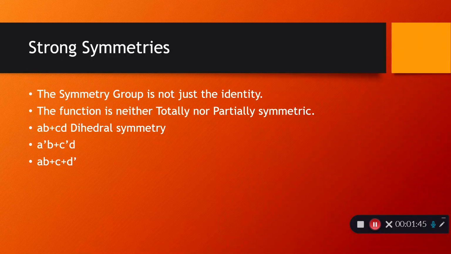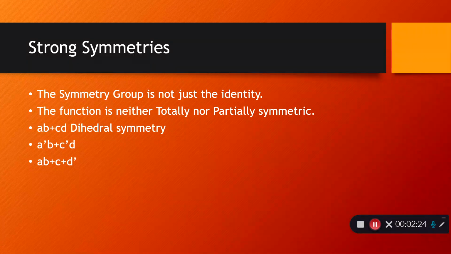The second example, A prime B plus C prime D, I can exchange the set AB with the set CD, but I can't exchange A and B or C and D. And this is an example of another type of strong symmetry. We have an example of partial symmetry at the bottom, AB, C plus D prime. It has one partial symmetry in AB.